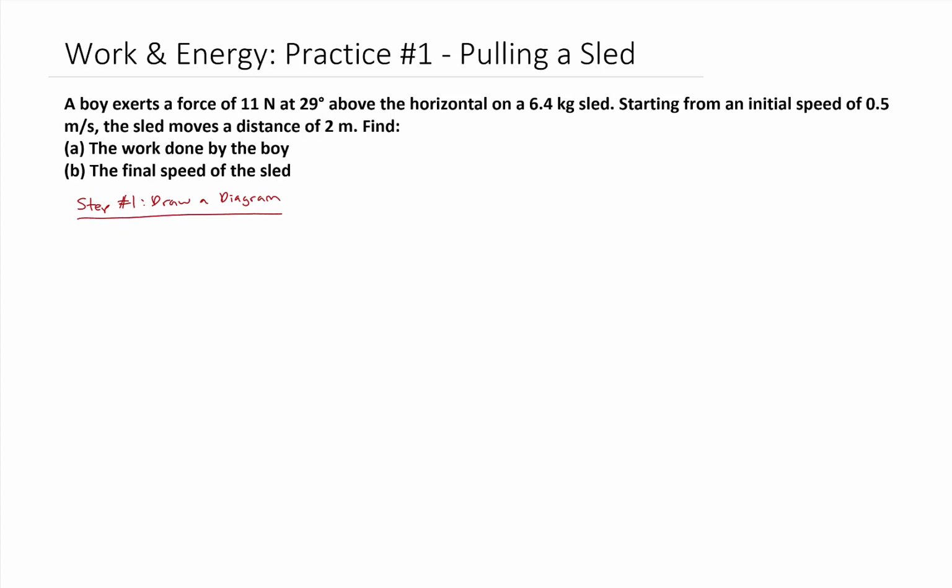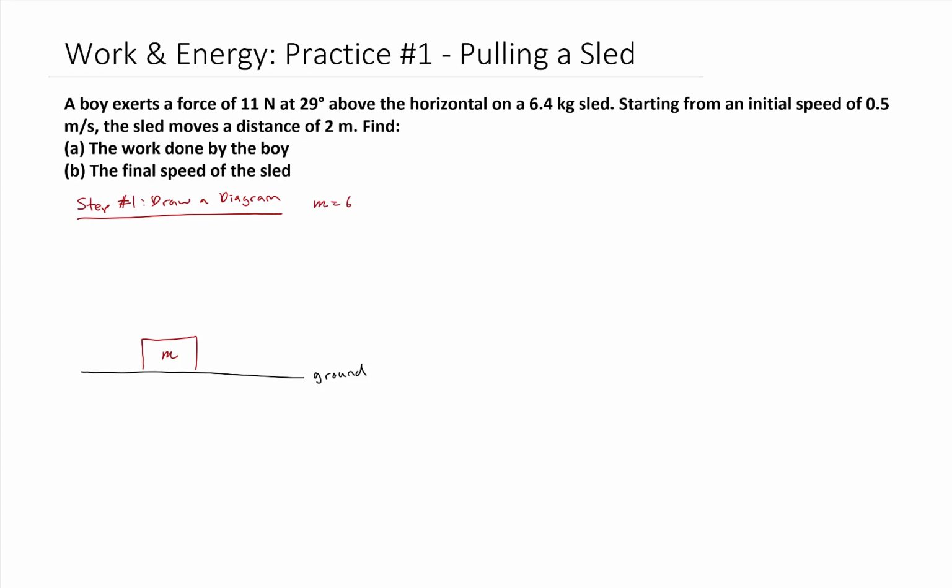Draw a diagram. So we know we're looking at a sled, and we know the boy is pulling a sled, which means that if you're pulling something, most likely the object is behind you and you're pulling with an upwards force. So why don't we first start off by drawing the ground, and the object on the ground, which is the sled, which we'll call M for mass.